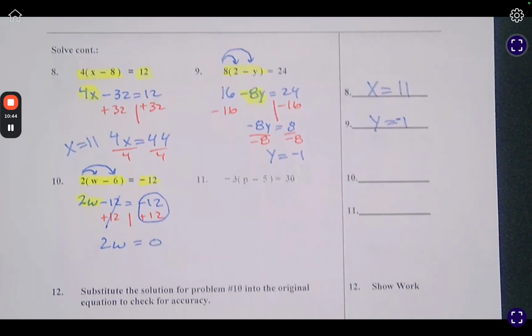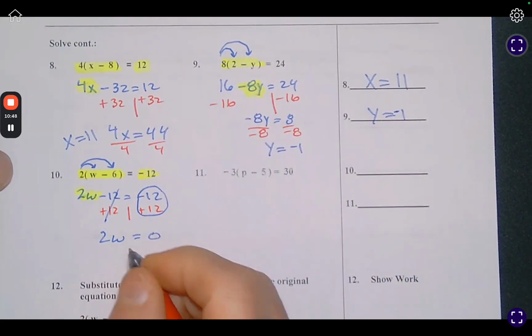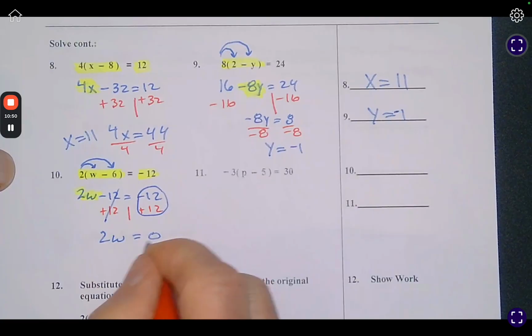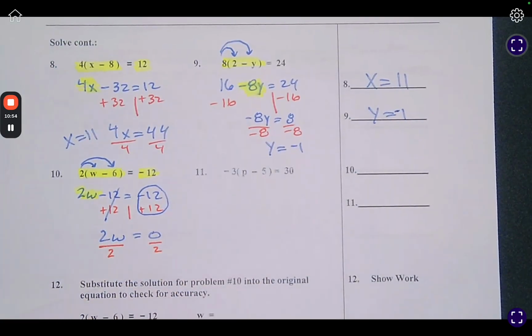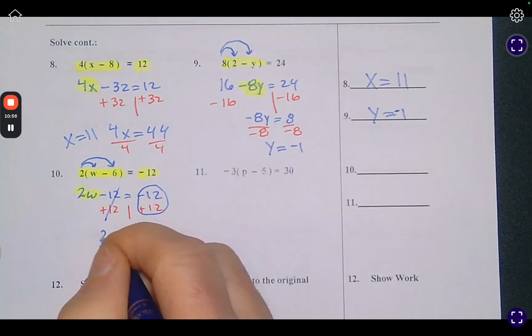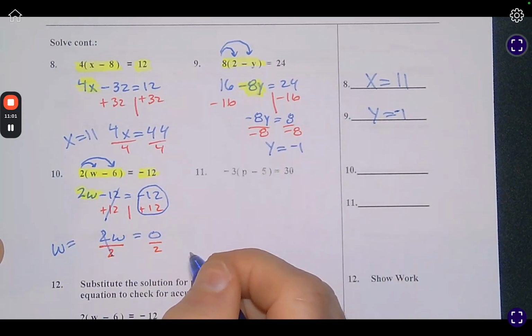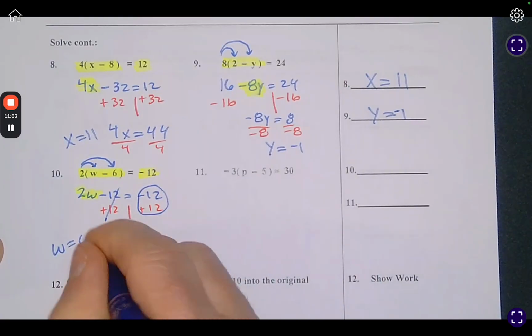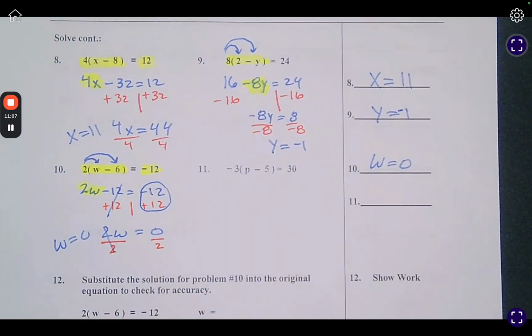Okay, you're not done. You're going to go through the progression of events. This is a number. So how do you undo multiplying by 2? Divide by 2. Once you divide both sides by 2, that goes to 1w. What's 0 divided by 2? 0. Boom. All right.